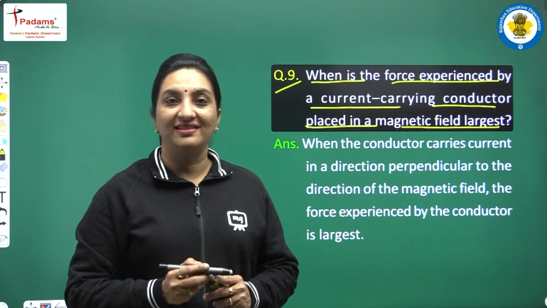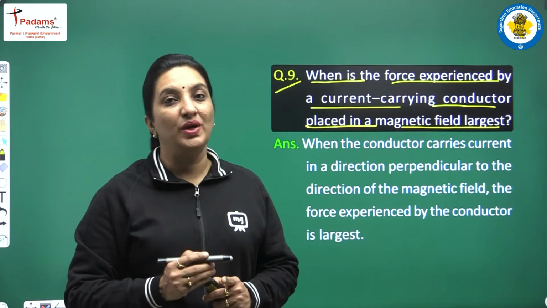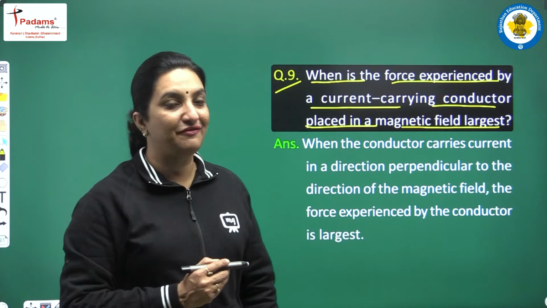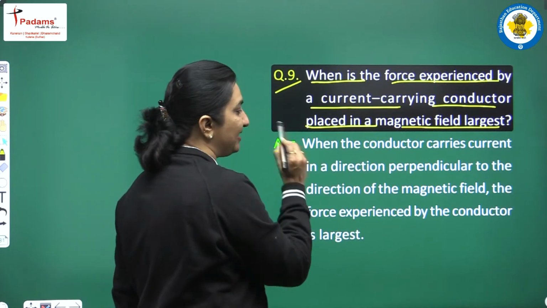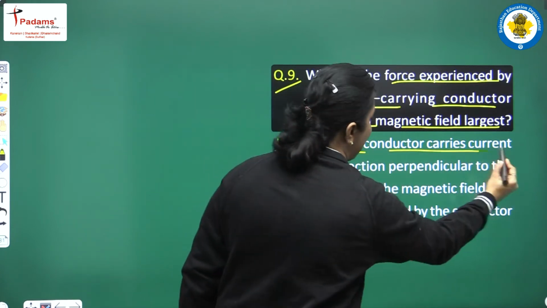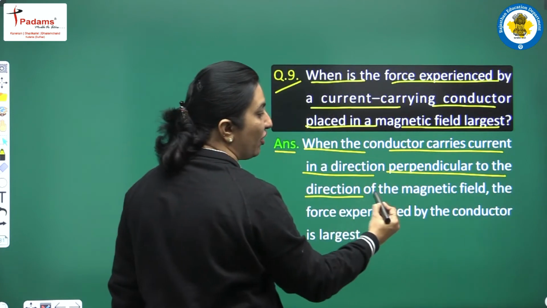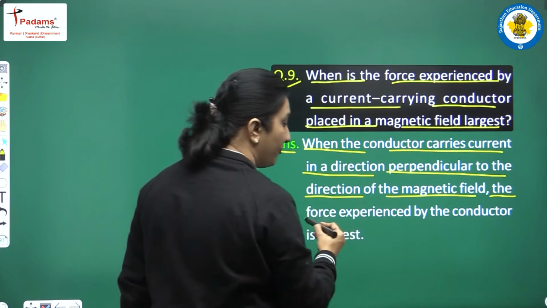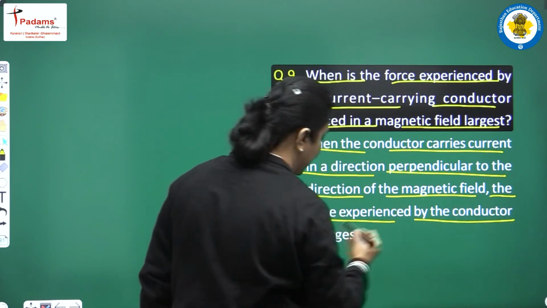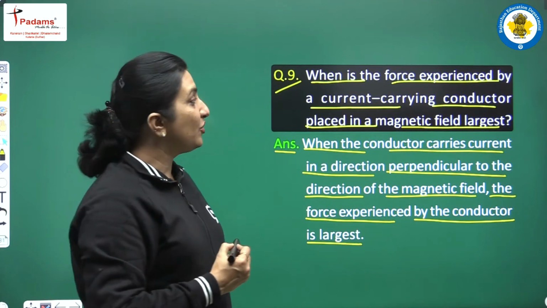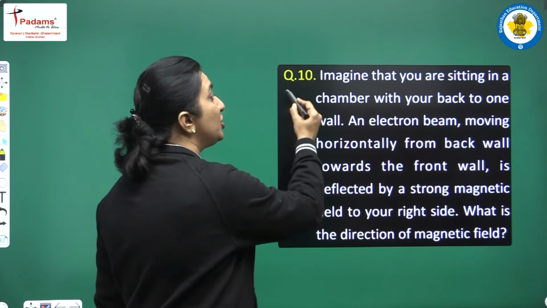So we know that this force is maximum when the conductor is placed perpendicular to the magnetic field. So we will write the answer like this. When the conductor carries current in a direction perpendicular to the direction of the magnetic field, the force experienced by the conductor is largest. Right students? So let's see the next question. Question number 10.